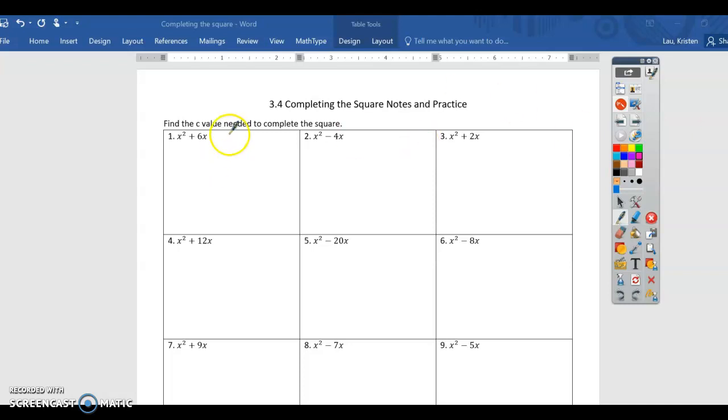So in this one, we're kind of doing the same thing, but before we do that, we want to know what the C value is needed to complete the square. So usually there's three terms. There's an x squared, and then there's a term like 6x or 3x or 4x, and then there's a number that's by itself. So we have to know what that number is to complete the square. Okay? And so when we complete the square for the first one, I'm actually going to draw a square.